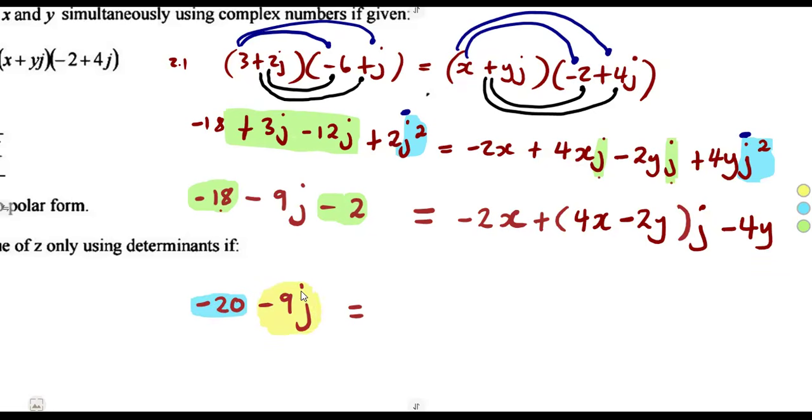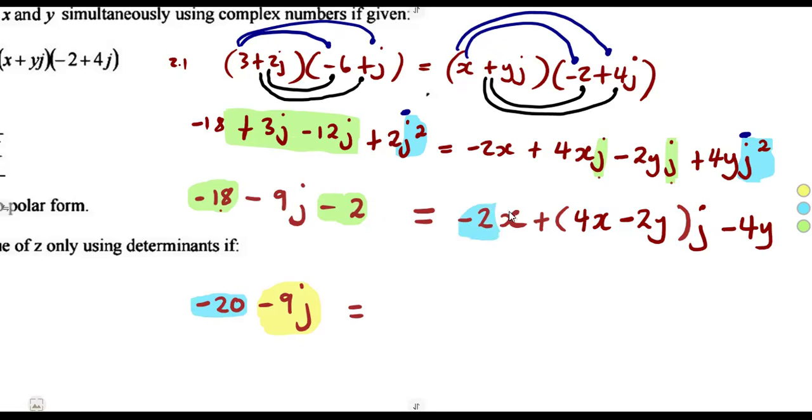We are supposed to have the same layout. From what? From the right-hand side. If we check the right-hand side, we have this part where the j is. This is the imaginary part. If you consider this whole part where we have the j, it is part of the imaginary that we have.